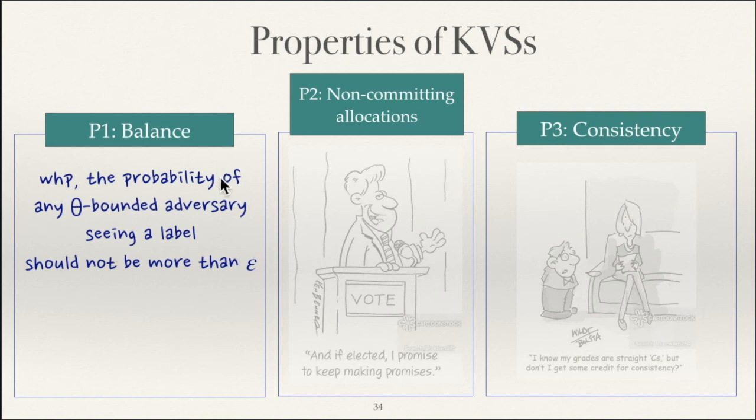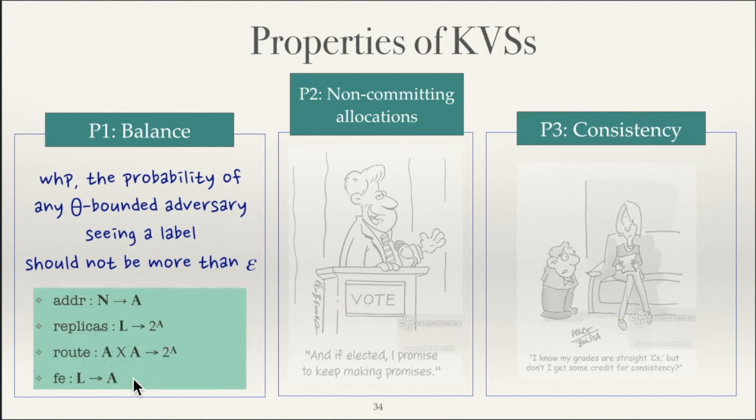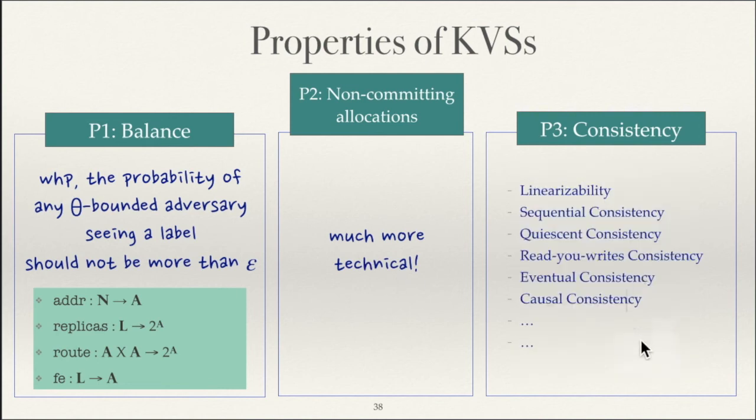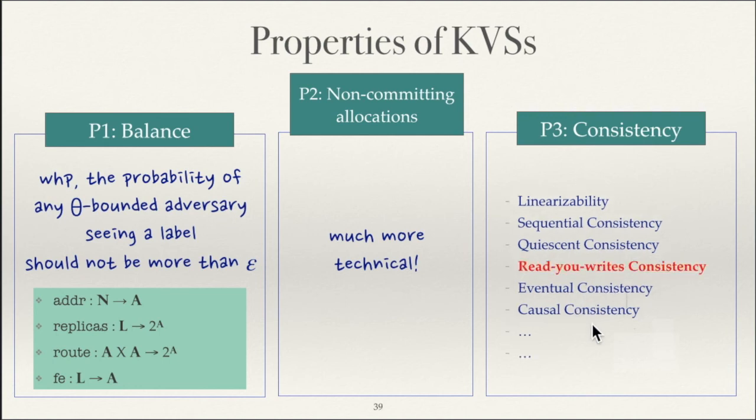Okay, and we define this balance property using these four mappings that we had abstracted earlier for the key value store. I'm not going to define the second property because it's much more technical, so I'm going to skip it. The third property that we required was that the key value store should satisfy a certain notion of consistency guarantee, which is read your write consistency in our case.